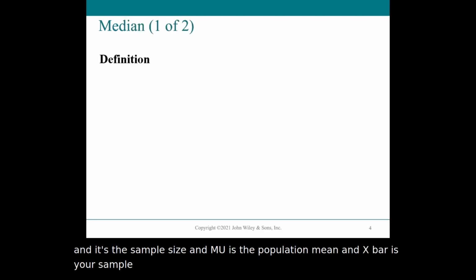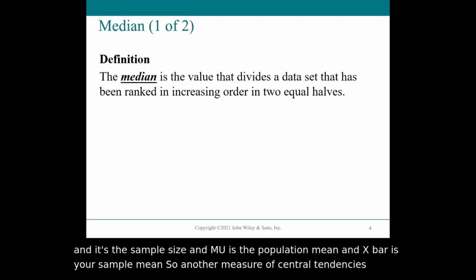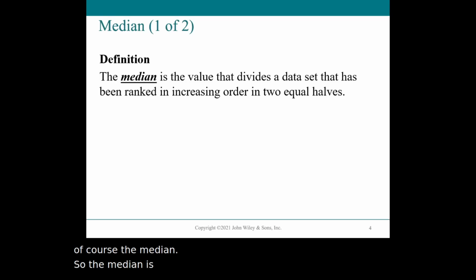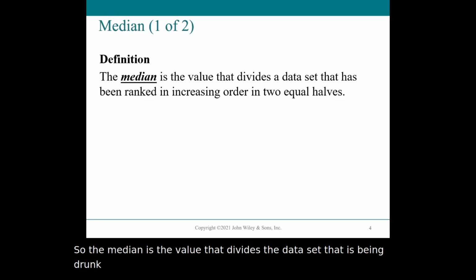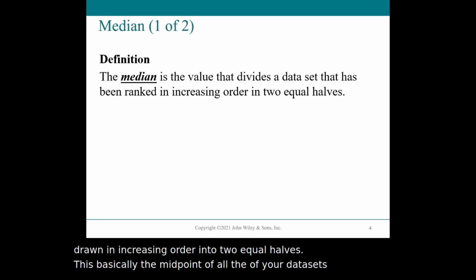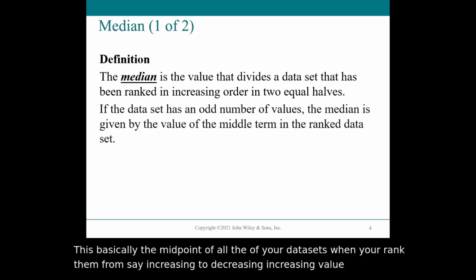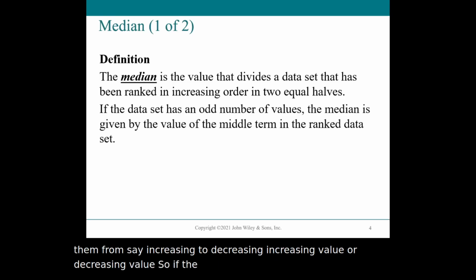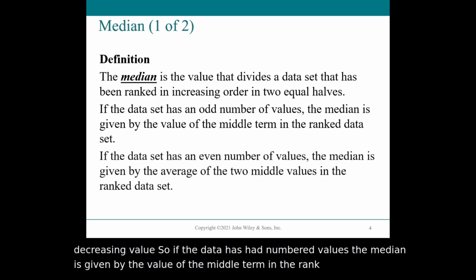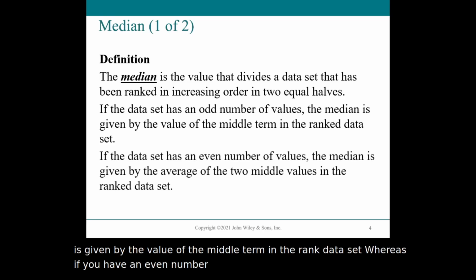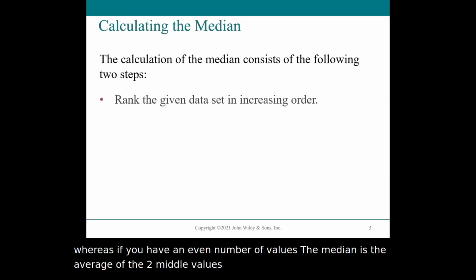Another measure of central tendency is of course the median. The median is the value that divides the data set, ranked in increasing order, into two equal halves. It's basically the midpoint of your data set when you rank it from increasing to decreasing value. If the data has an odd number of values, the median is the value of the middle term in the ranked data set, whereas if you have an even number of values, the median is the average of the two middle values. So let's look at some examples.